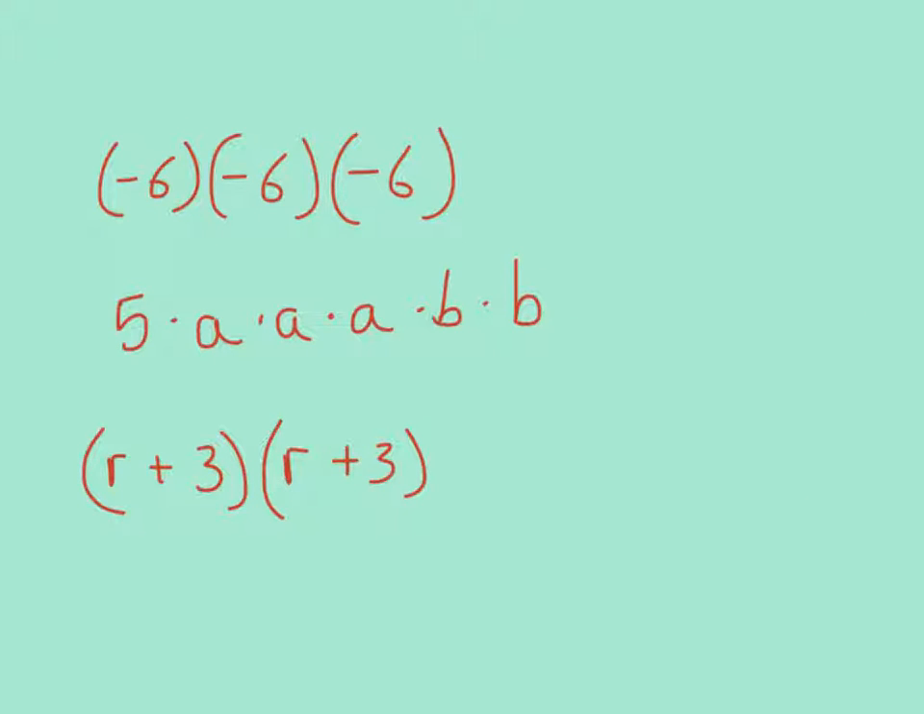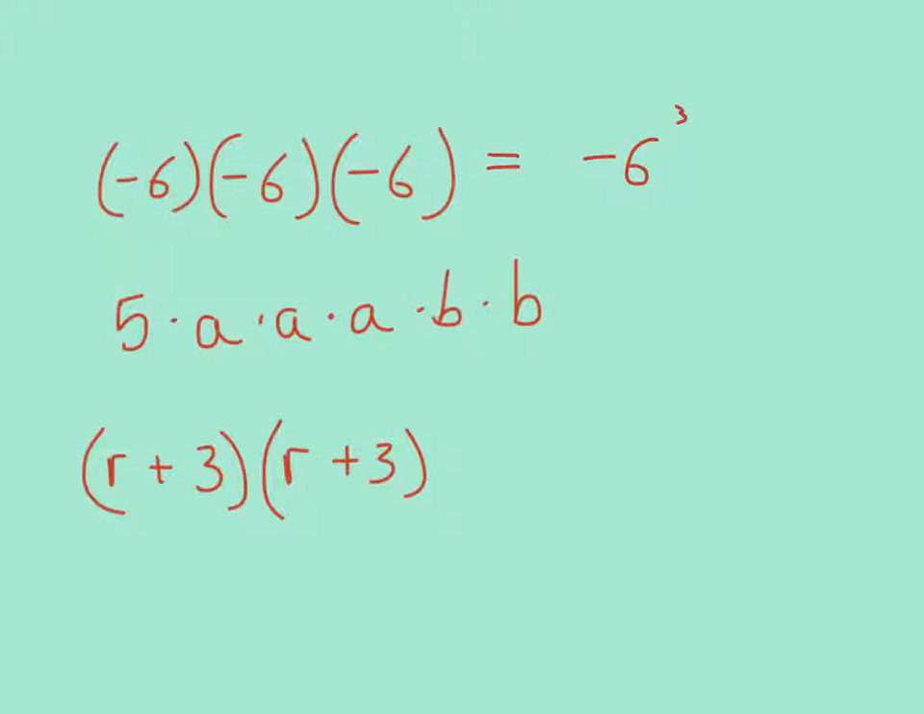Let's take a look here at how we would write these three expressions using exponents. In this first one, I can see I have negative 6, and I have it 3 times. I have 3 factors of negative 6. So I'm just going to have negative 6 with the exponent of 3.